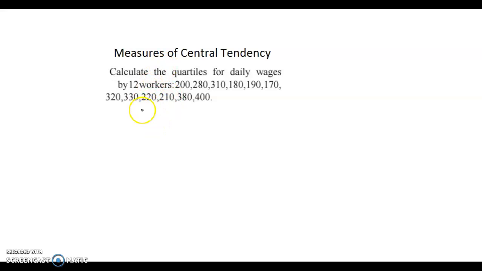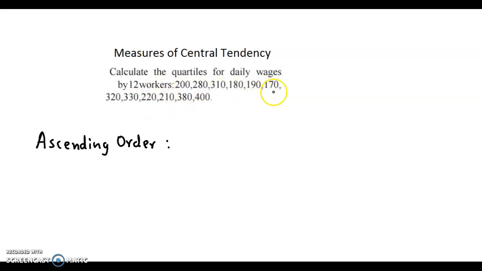Let us now discuss an example from the topic quartiles. Calculate the quartiles for the daily wages by 12 workers. We have been given raw data. Now, in order to calculate quartiles, we need to arrange the data in ascending or in descending order. So, let's put the data in ascending order because that's easier. So, let us write the ascending order.